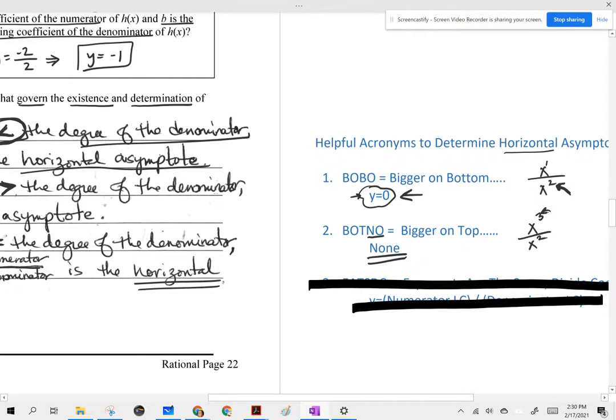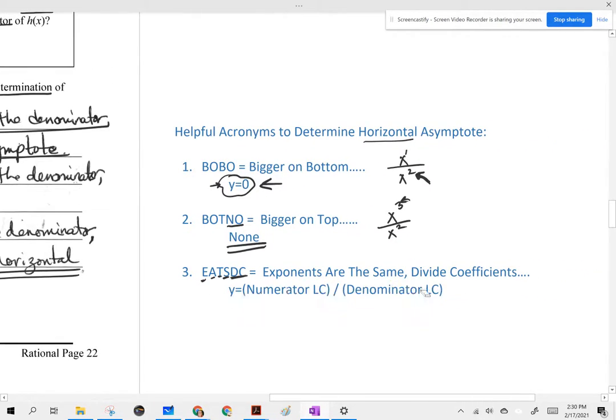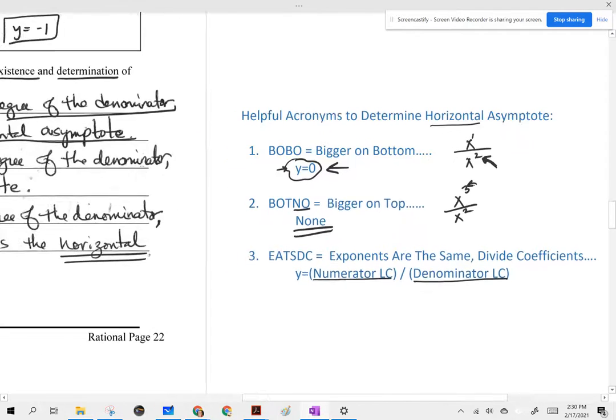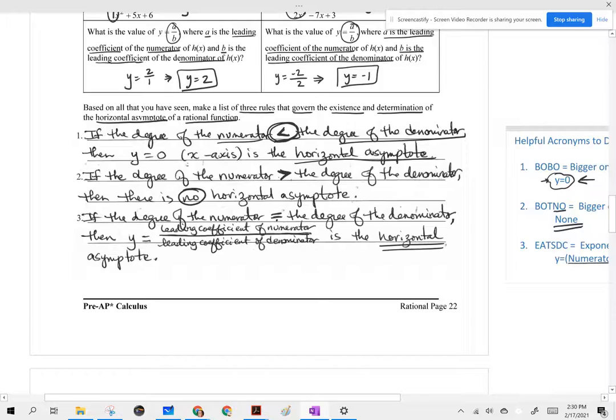And then lastly, the third one was when those exponents are the same. It's called EATS DC. Exponents are the same, you divide the coefficients. So y is going to be equal to the numerator leading coefficient divided by the denominator leading coefficient. All right, so those are just little acronyms to help you remember the idea behind those horizontal asymptotes.